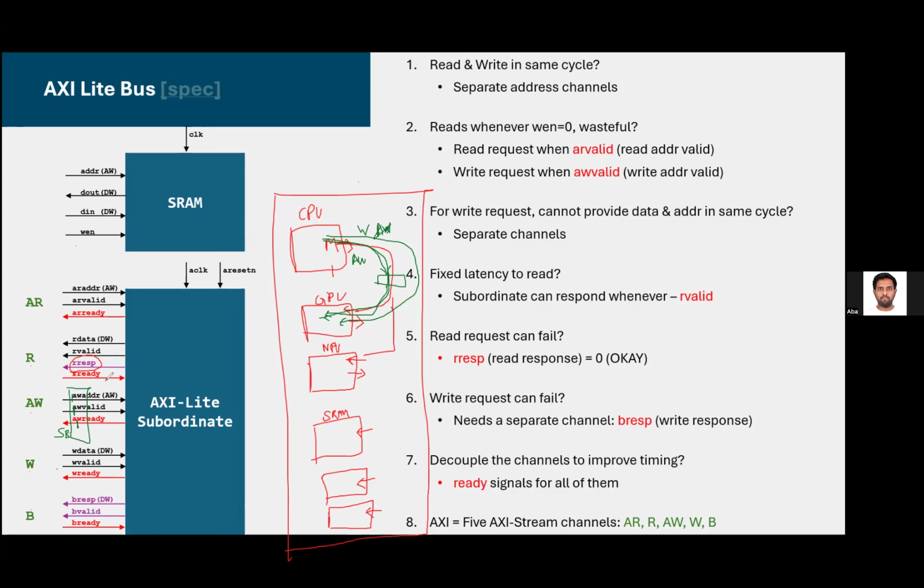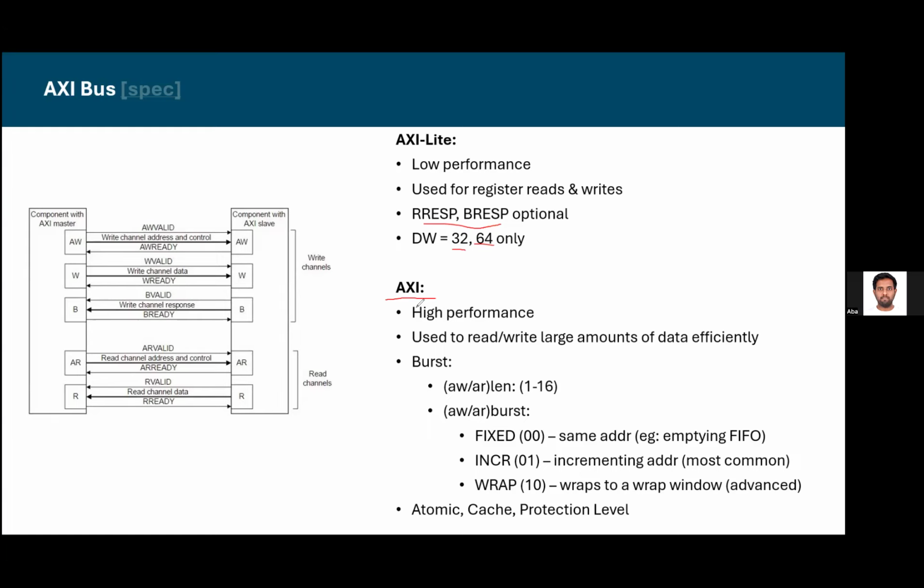All right. And if you look at full AXI, the main difference between AXI Lite and full AXI is the burst. It is used to read and write large amounts of data efficiently. So what is the idea?